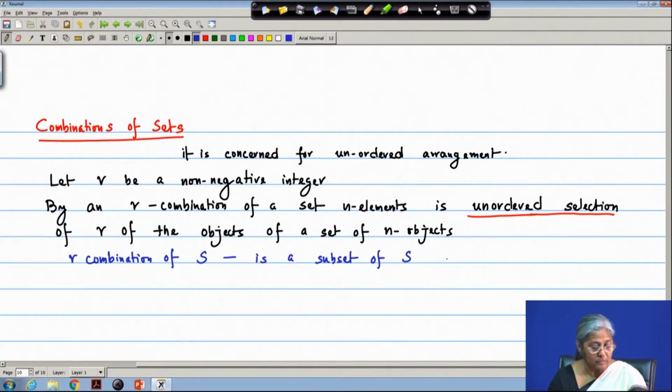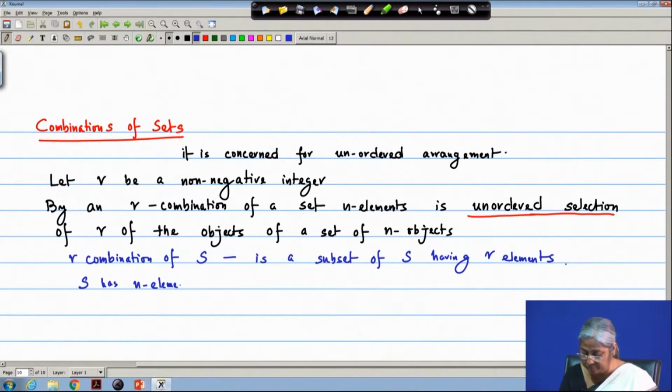the subset of S has R elements, and S has n elements, or S is an n element set. Since order is not concerned, order is irrelevant, I can tell simply this is an R element subset from the set S of n elements.